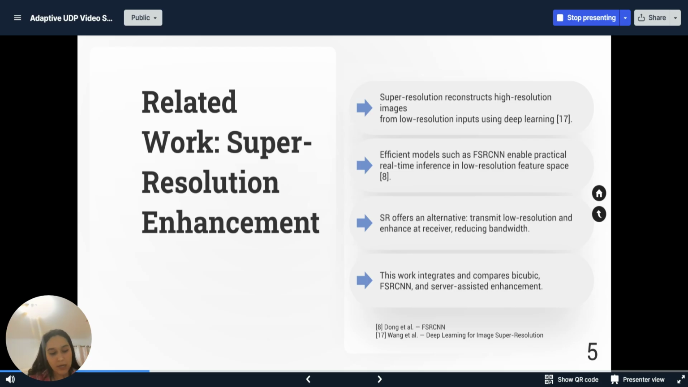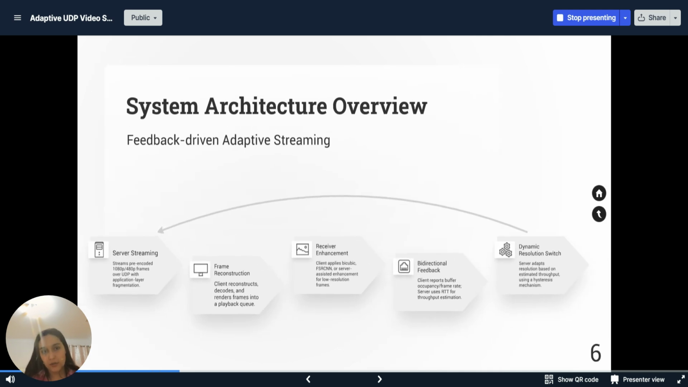So we try to integrate three different approaches. One of them is super resolution through the FSRCNN, the fast super resolution convolutional neural network, but also using bicubic and using FastAPI, which is on a different server.